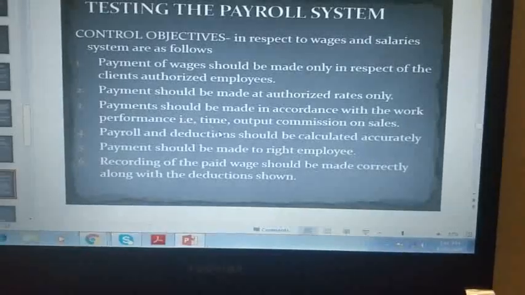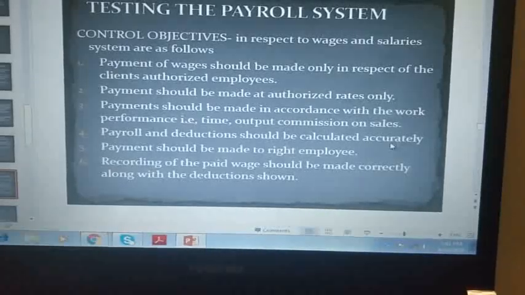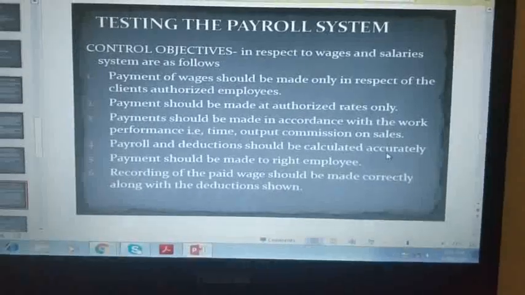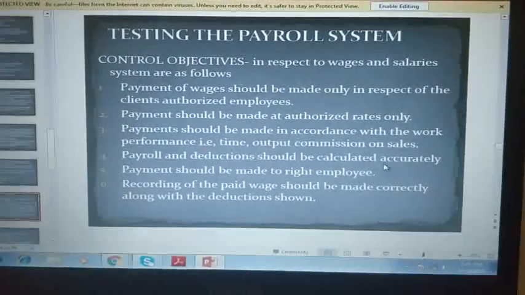Now what is the time they are dedicating to the work? Now what is the output which has come, and what is the commission on sales? Okay, when you make sure that you're reaching the target of sales, you will receive certain commission and bonus, right? So the payment should be made on that basis also.